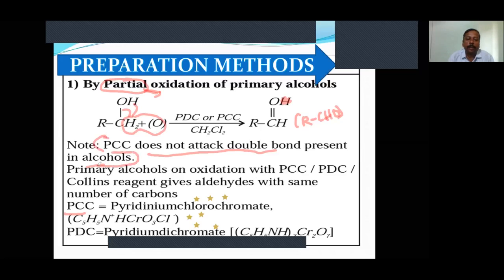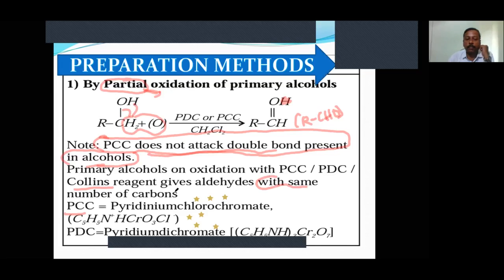In the advanced examination, they will use the words selective oxidation without disturbing the double bond. If you want to oxidize only alcohols, the best reagent is PCC, pyridinium chlorochromate. Okay, the formula, and Collins reagent, with the same number.